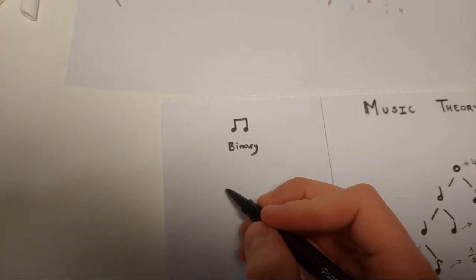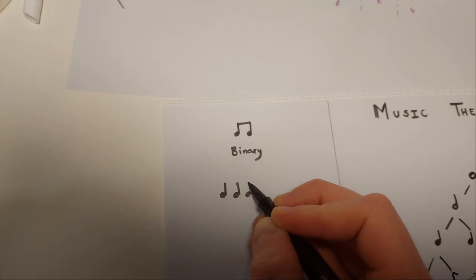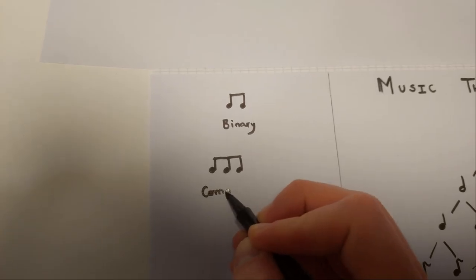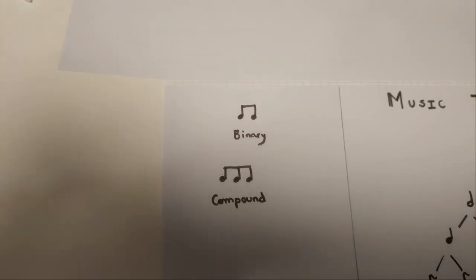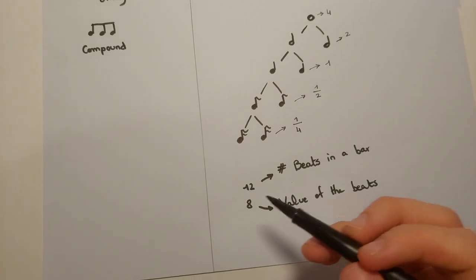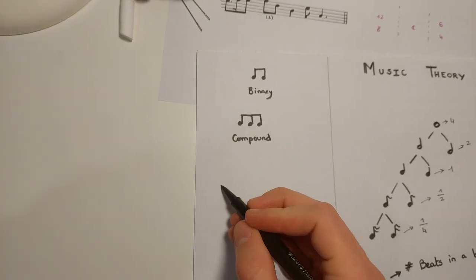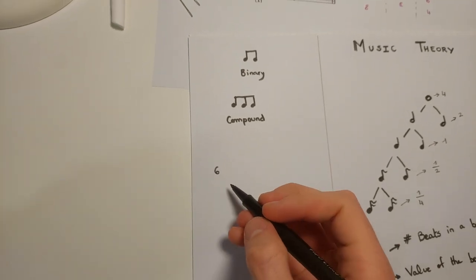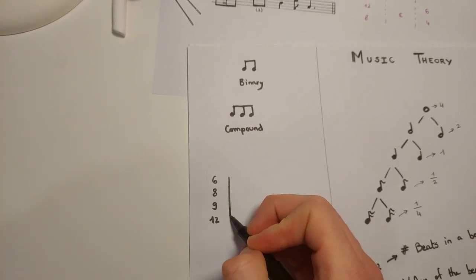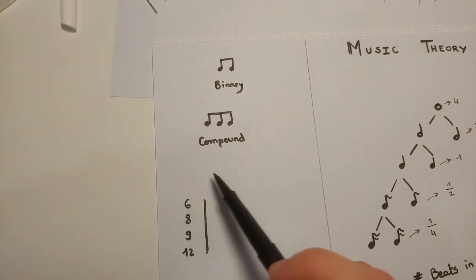Then we have compounds that will have associations of 3 of these. This is compound. Right. Okay, let's now review some examples. So for example, if this here is a 6, an 8, a 9, or a 12, it means our bar is compound. So we have these kind of notes.